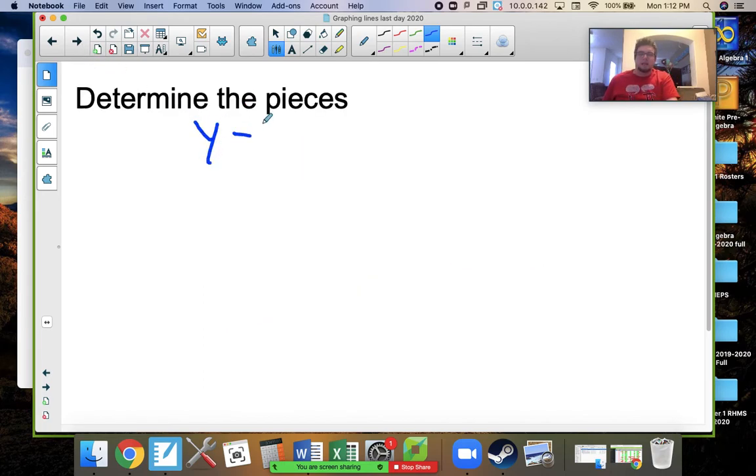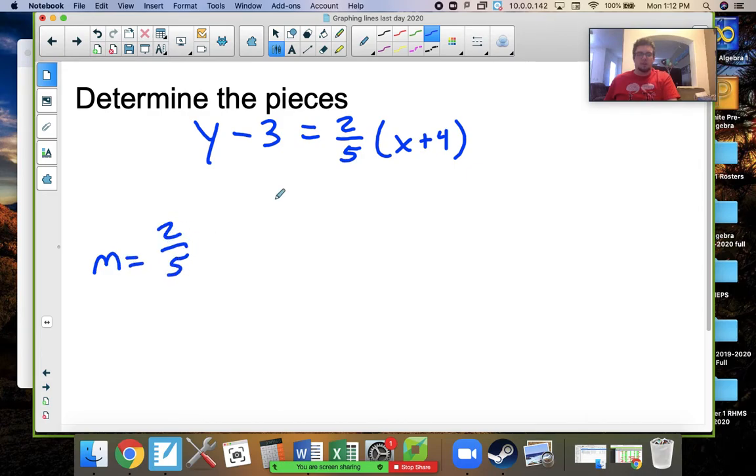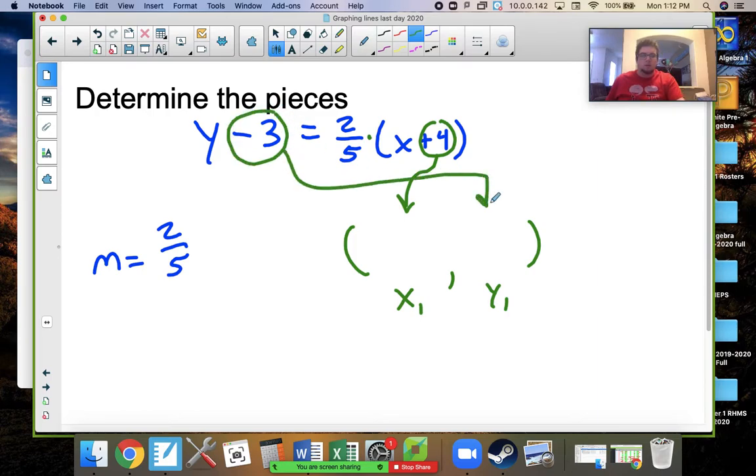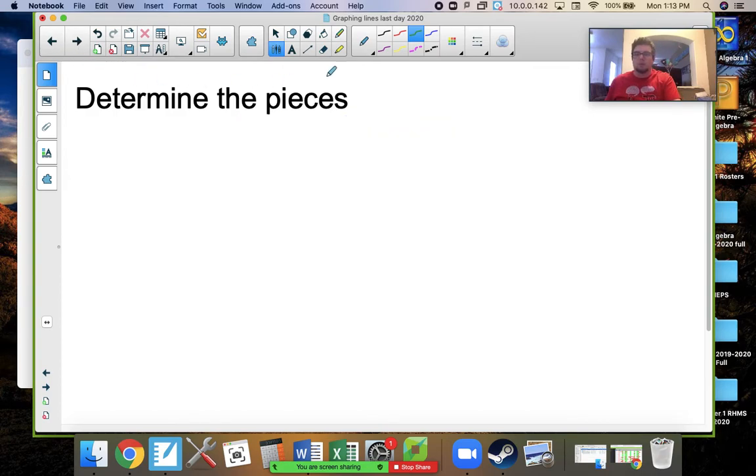So if I had this point slope form, my slope is 2/5. It's always the number in front of my parentheses. But then the point that we're looking for would be this one for x, this one for y, but they'd have to be the opposite sign. So instead of a +4, -4. Instead of a -3, a +3. We'll go one more like that.